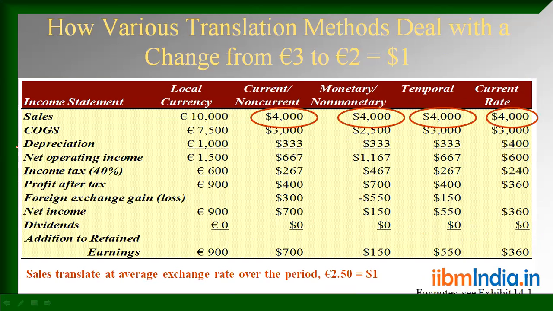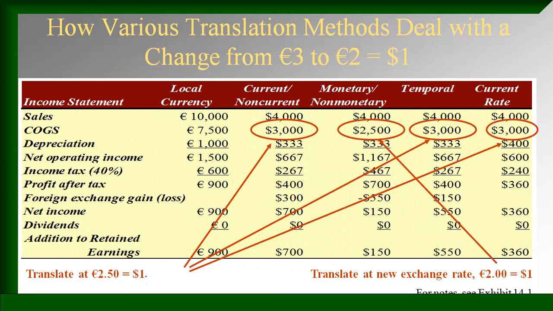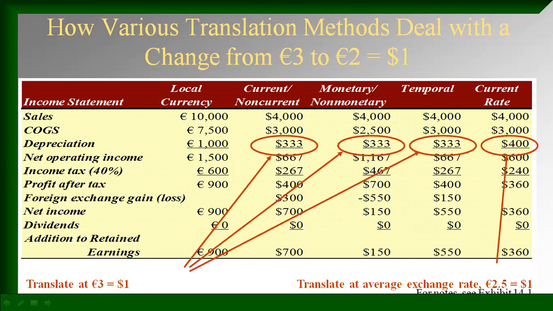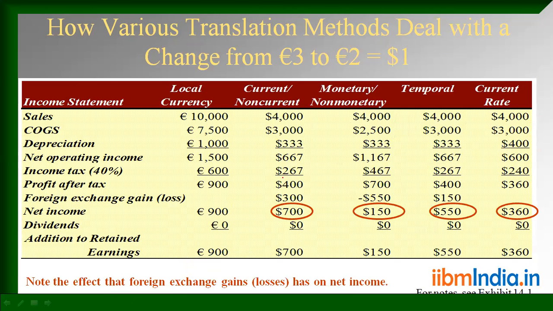Now our various translation methods deal with sales. Sales are translated at an average exchange rate over the period, 2.50 euro is equal to $1. Here sales is 10,000, translated at 2.50 is equal to 1. Converting at 3, it is 3,000. Sorry, 3,000 is the same. But if we convert at 2 is equal to 1, then it becomes 2,500. If we translate at 3 is equal to 1, it is 3,333. If we convert at 2.5 is equal to 1, then it becomes 4,400. You can take a screenshot of this particular slide also.